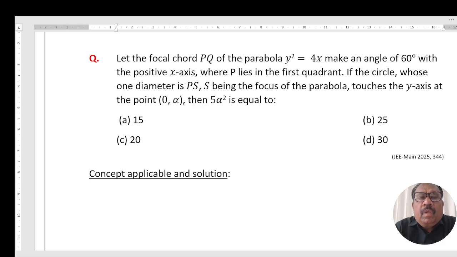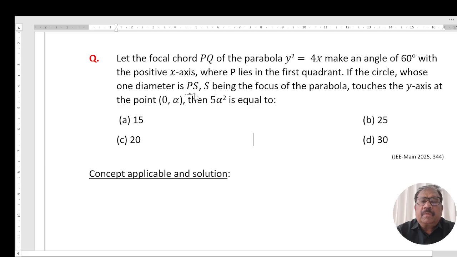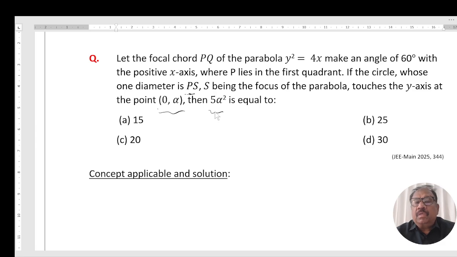Question is: let the focal chord PQ of the parabola y square equal to 4x make an angle of 60 degrees with the positive x-axis, where P lies in the first quadrant. If the circle whose one diameter is PS, S being the focus of the parabola, touches the y-axis at the point (0, alpha), then 5 alpha square is equal to. 4 options are given, one option is correct.